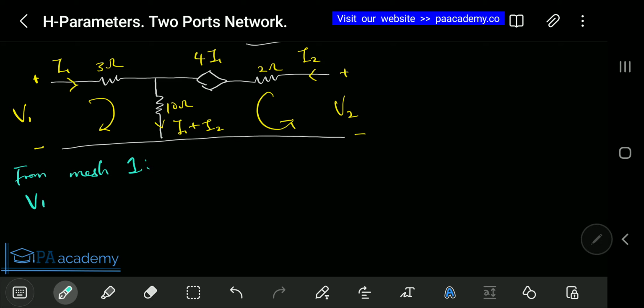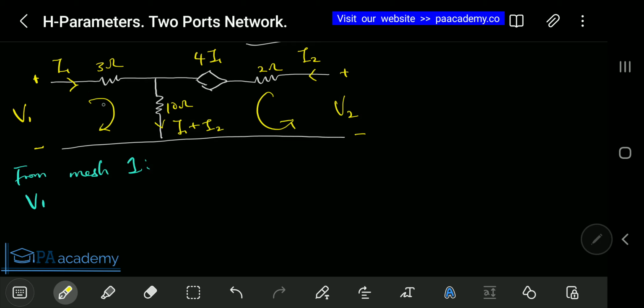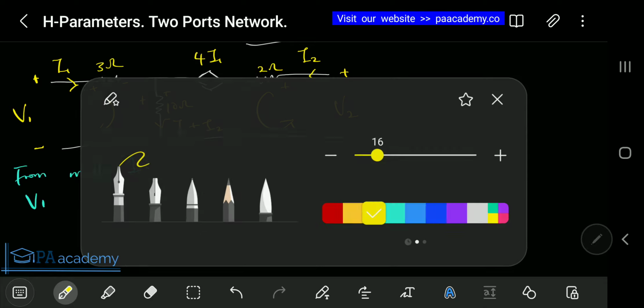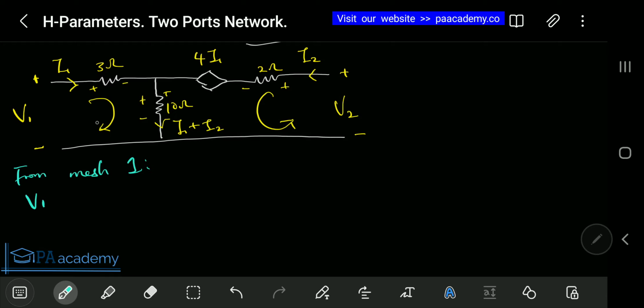So let me also add the polarity to the circuit before we proceed. So this would be in this direction to be plus minus, exactly. So for this will be our plus and our minus, and then our plus and our minus. Okay. So just in case you're confused, I've explained what I did here on the video on mesh analysis. So that explains the polarity that is going on there.